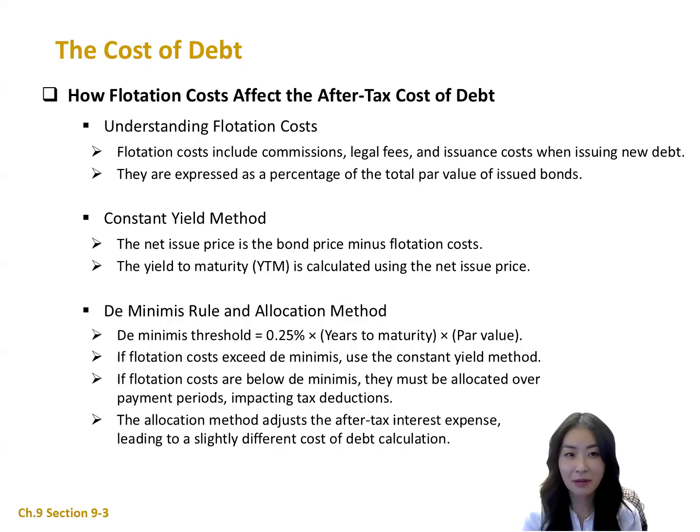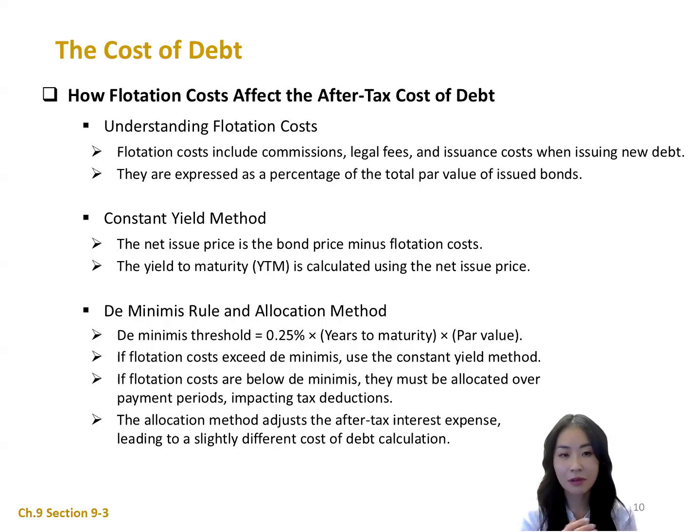Okay, let's explore flotation cost. These are the costs associated with issuing new debt, such as legal fees, underwriting costs, and any kind of commission. These flotation costs represent a percentage of the total bond issuance, so actually this is the percent, not the dollar cost. The impact of this cost depends on whether it is greater or lesser than a certain threshold, called de minimis.